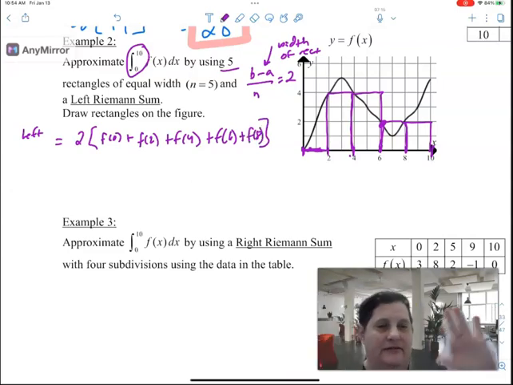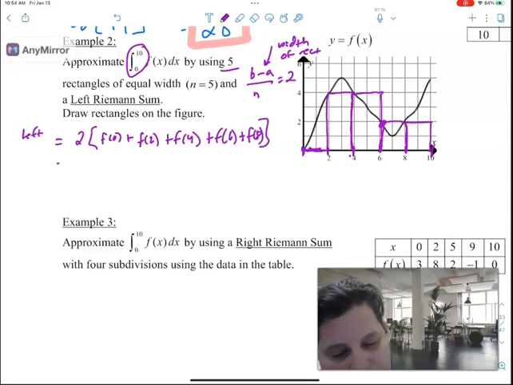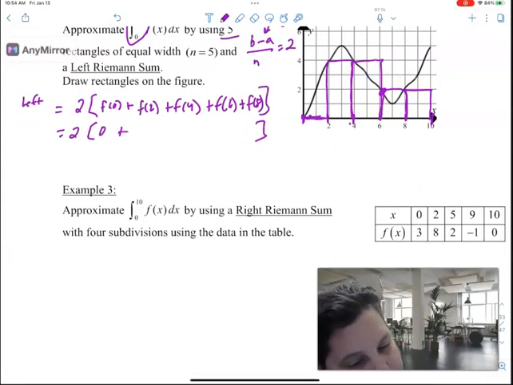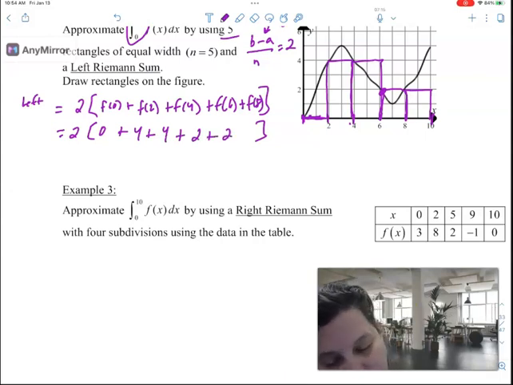All right, because 8's on the left. And I'm not using 10 because I was using a left-hand sum. So those are my rectangles. Okay, and then you can read it off here. I guess you can look at the table, but so at 0, the height is 0; at 2, the height is 4; at 4, the height is 4; at 6, the height is 2; and at 8, the height is 2.